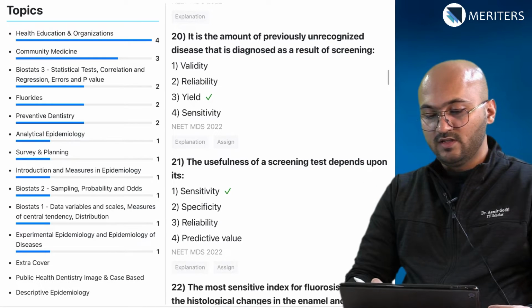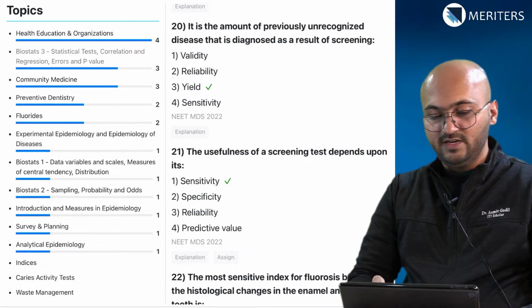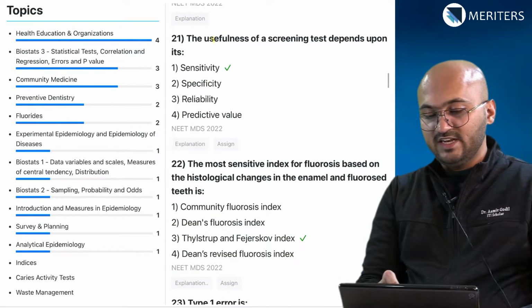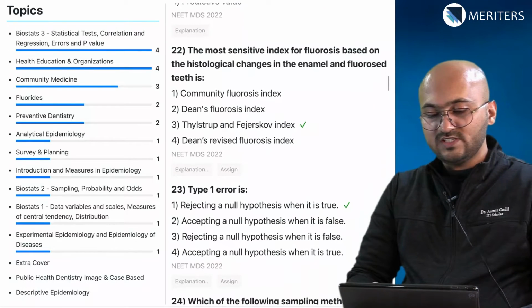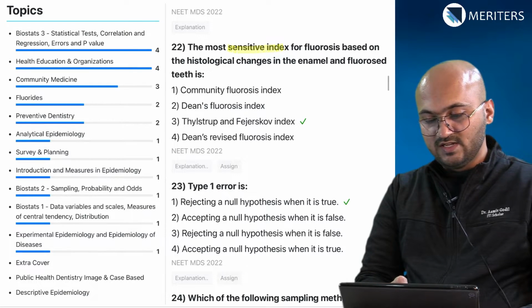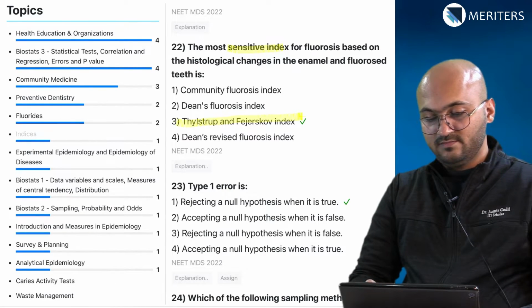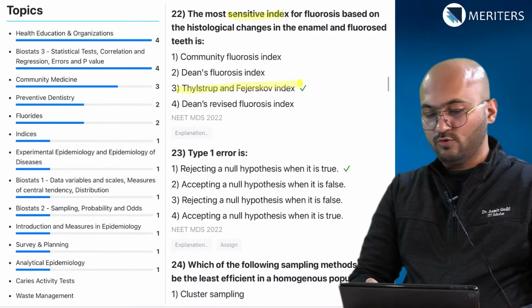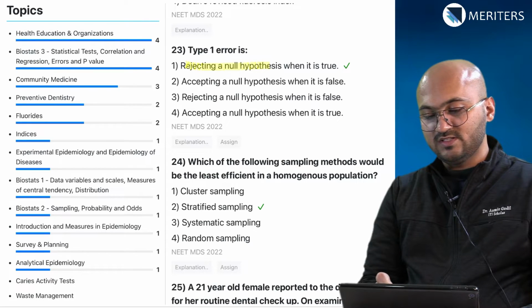All these are important. It is the amount of previously unrecognized disease that is diagnosed as a result of screening. The definition of yield. Usefulness of a screening test depends on its sensitivity. The most sensitive index for fluorosis is option 3, which is very difficult to say. Thylstrup and Fejerskov index. Type 1 error means rejecting a null hypothesis when it is true.